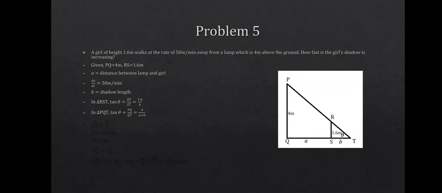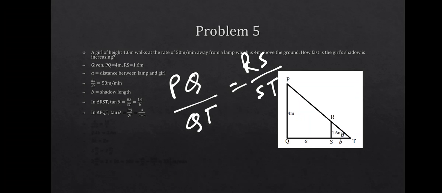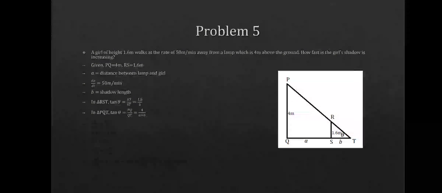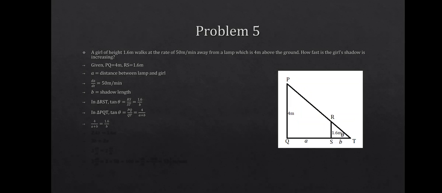Now this is exactly what I did in the previous problem. I could have written directly that PQ by QT is equal to RS by ST, but I didn't write it just to make you understand. If you understand this, then you will be able to understand in the previous problem how small r by small h became equal to capital R by capital H. The same logic, exactly the same logic. Once we have understood this, we can see why they are equal. So now let us do some calculation.